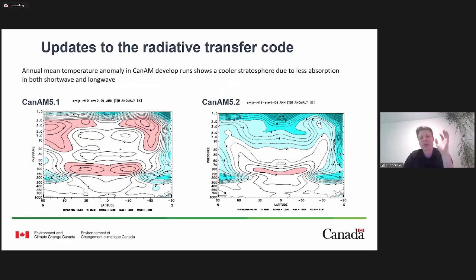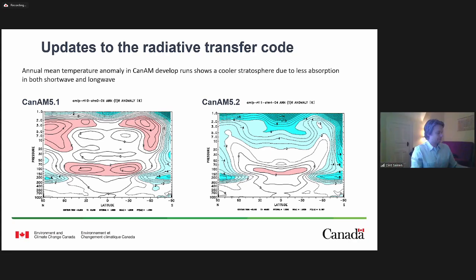Yeah, and as I said, the model is not tuned yet. I'm just showing you these plots to show you that we are moving in the right direction with most of the things. But we are currently in the process of tuning up the model, and hopefully then we can release a model version where there's a much smaller bias in general in the stratosphere.